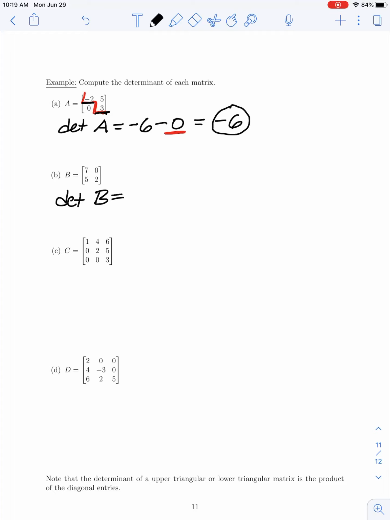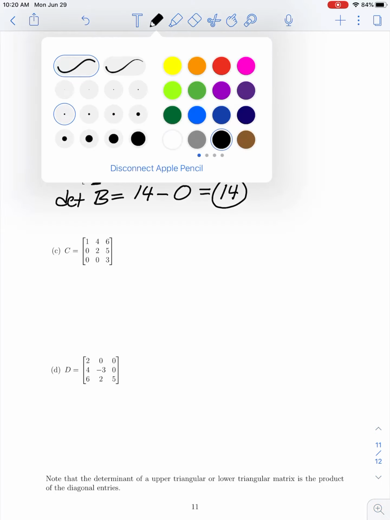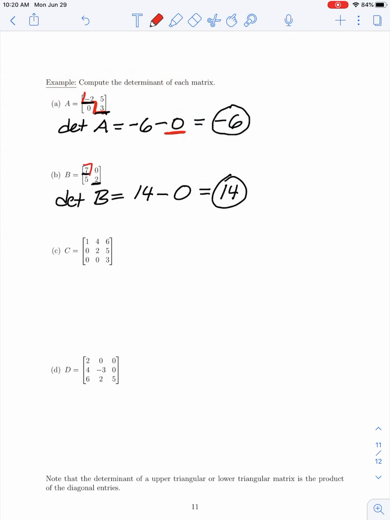Now in part B, we have a 2 by 2 matrix B, which is similar. So our determinant would be the product of the diagonals, which is 14, minus the product of the off diagonals, which is 0. Since in this case, one of those off diagonals was 0, we have the determinant as just the product of the diagonal entries. This sort of matrix is what is called lower triangular.